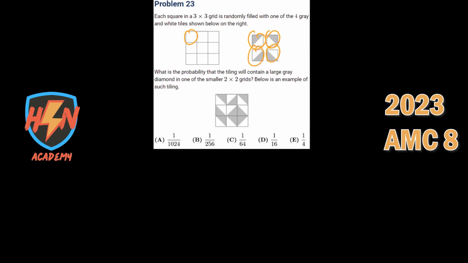In this problem, each of these boxes can be any of these 4 tiles, and they want us to find the probability that this diamond will be within that pattern. Probability is given by the successful number of possibilities over the total number of possibilities. The total would be 4 raised to power 9, since each of these 9 boxes can have 4 possible patterns.